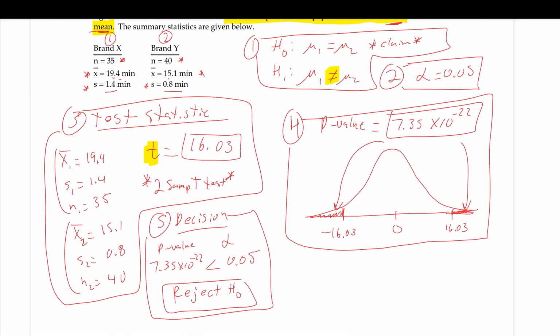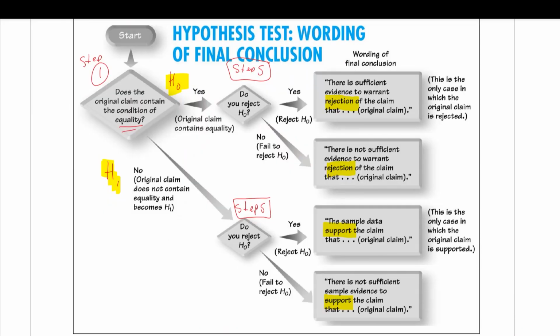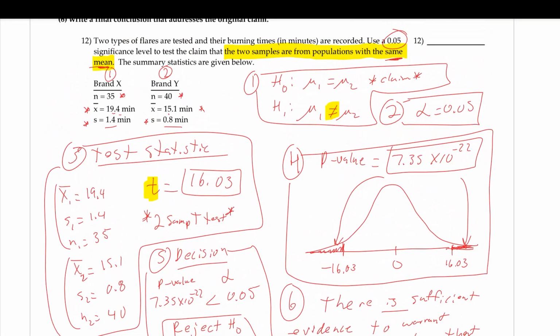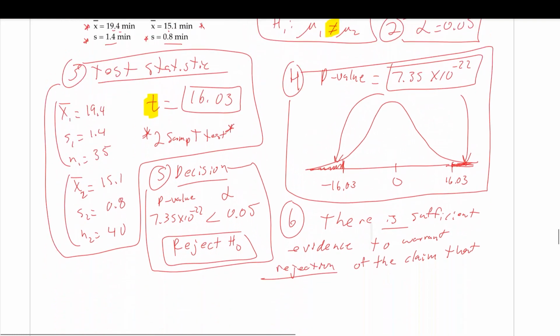So, like, I interpreted this as them saying they're probably from the same manufacturer, but this clearly states that they're probably manufactured completely different. So let's go through that flow chart and get the correct wording for this. Okay, so the original claim was in the null hypothesis. Were we able to reject the null hypothesis? Yes. So the wording of the final conclusion is there is sufficient evidence to warrant rejection of the claim that, and then we just restate the original claim. And what was that original claim? It was that the two samples are from populations with the same mean.